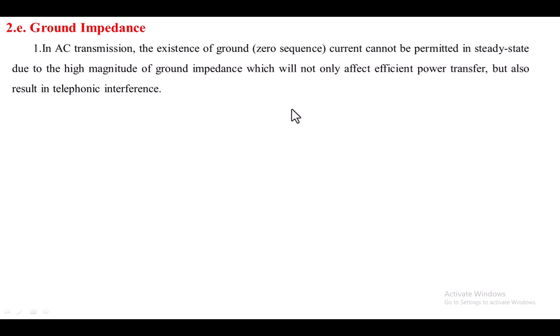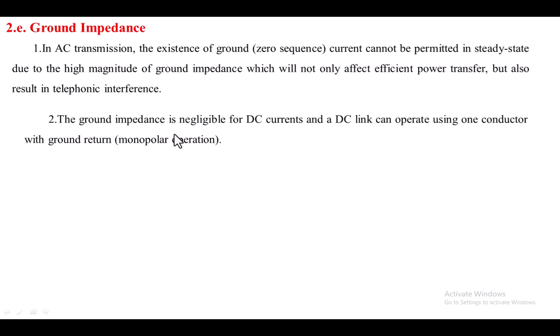Ground impedance. Suppose any fault occurs in an AC transmission system, the zero sequence current passes through the line. The ground impedance of the conductor is very high. If that current passes through the ground impedance, it affects the power passing through the line, and also causes telephonic interference in an AC system. But in a DC system, the current passes through the negative conductor and is returned to the ground. So there is a negligible amount of ground impedance for the line.